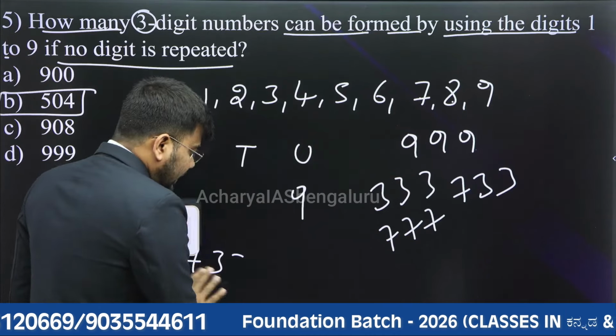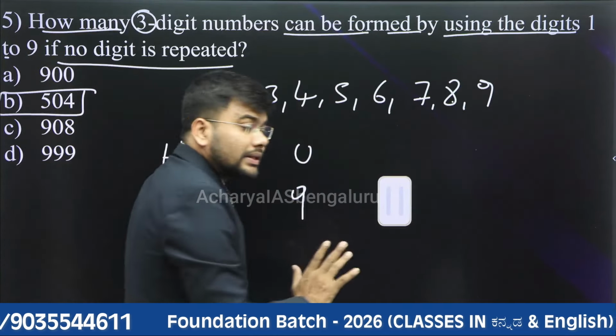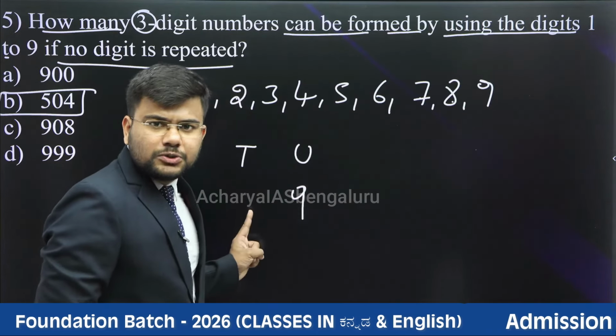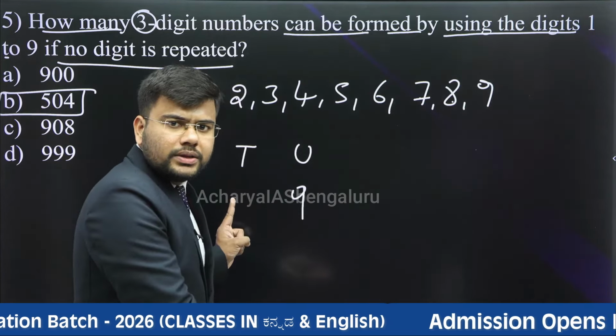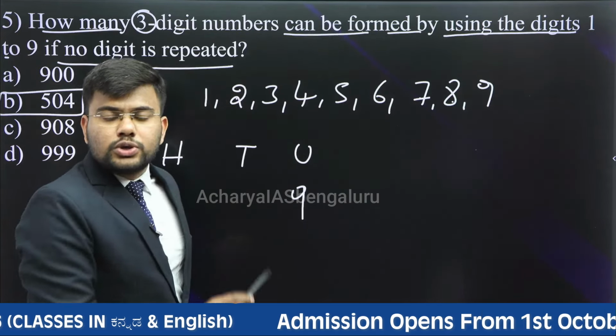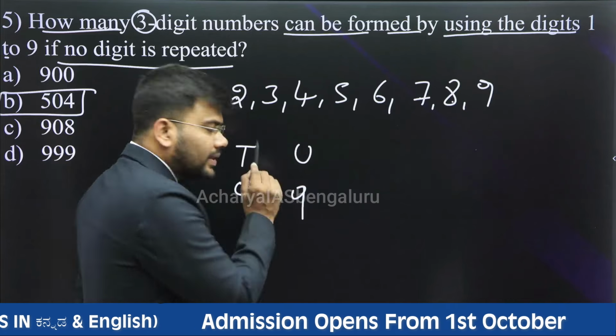That is, it can be repeated. That means here I have put 9 digits. So coming to the tens place, the number which is repeated in the unit place, the same digit can be used in tens place also. So I am not leaving that. So I will be left with 9.